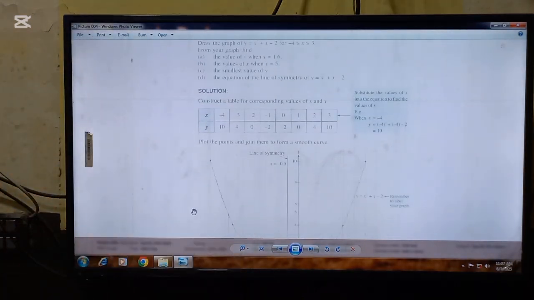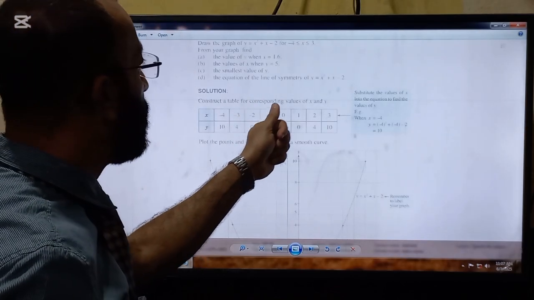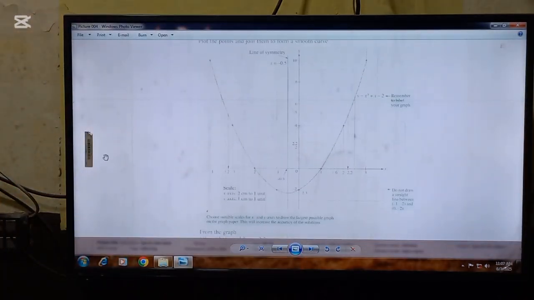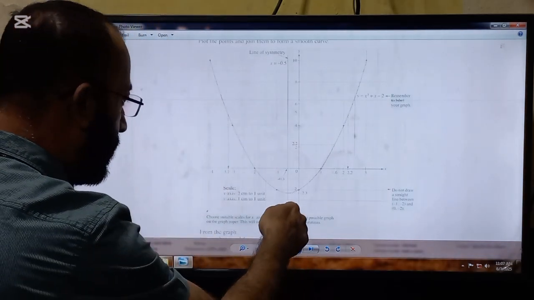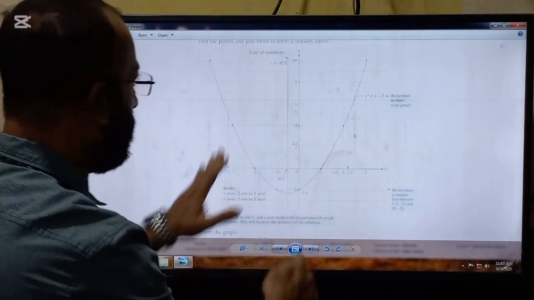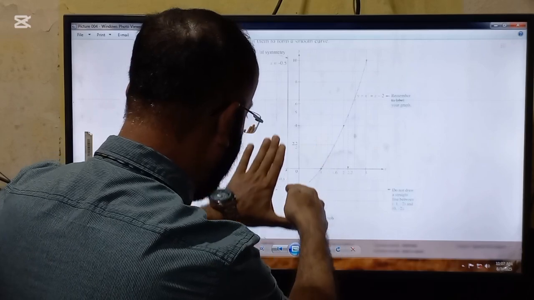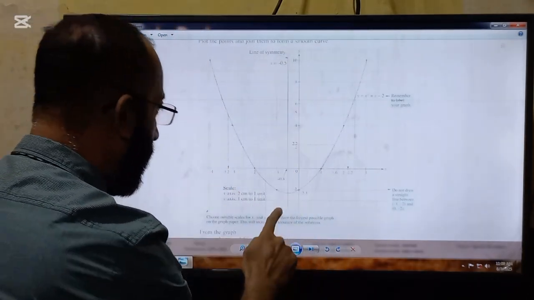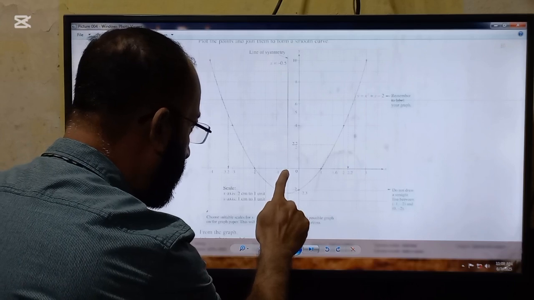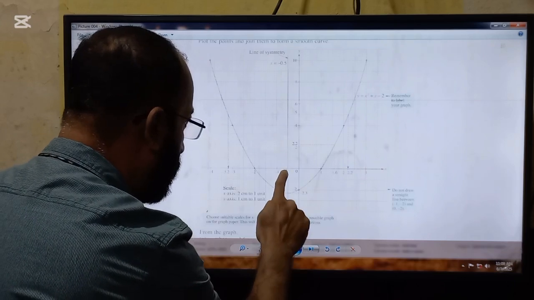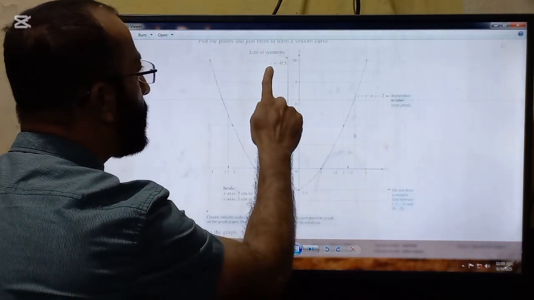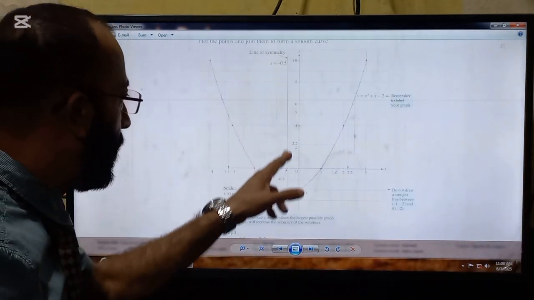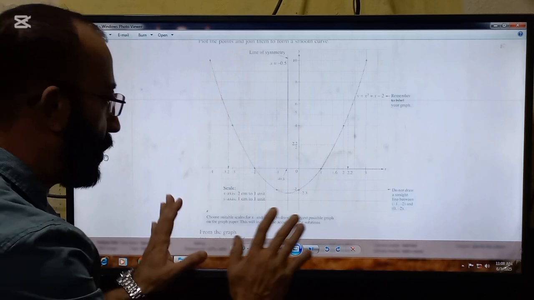And the last step is the equation of the line of symmetry of this curve. So look now, this is the minimum point. We will draw a line through the minimum point. That will be the line of symmetry, and this is the point. So the equation will be x is equal to minus 0.5. So this is the line of symmetry. So this question is done.